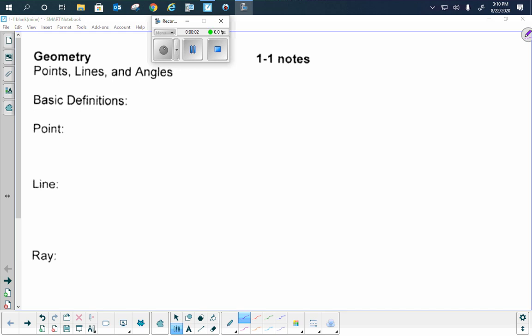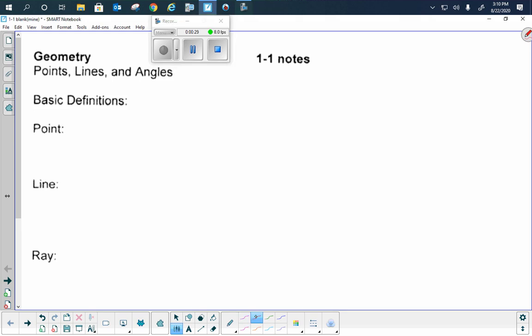So for our 1-1 notes, we're going to look at some basic definitions. And these symbols and exactly what I'm writing up here, guys, are very important for the remainder of your geometry career. So really try to write things down exactly as I have them. If I write a capital letter, make sure you're really writing a capital letter, and so on and so forth. So these are our basic definitions to get us started.